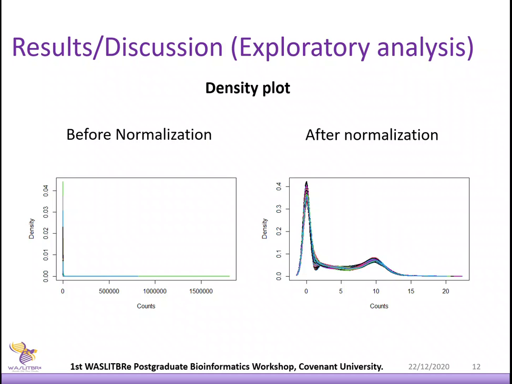So this is a density plot before and after normalization. For the normalization we used log2 and VST. Okay, so from these plots, they are quite uneven, and this suggests that there's a presence of batch effects in our data, which will be dealt with in subsequent steps. And also, since the distribution of all the plots are similar, it shows that there are no outliers in our data set.